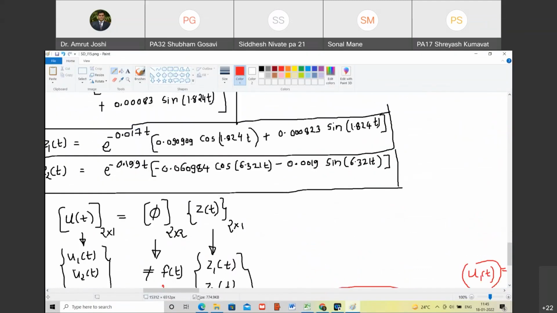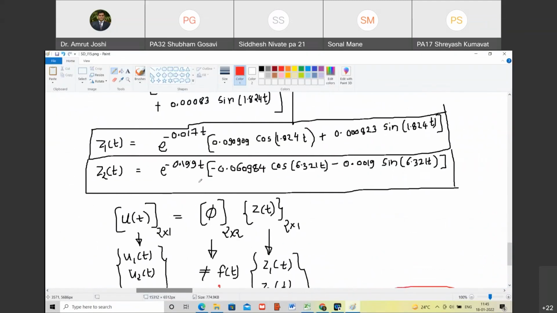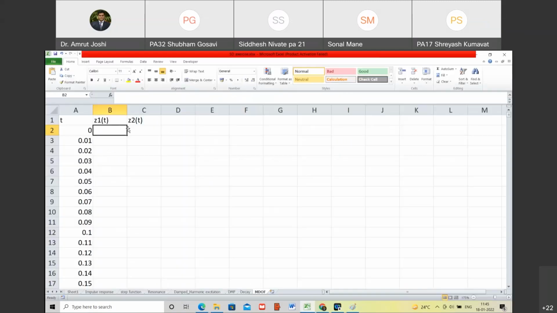What is the value of z1 of t? Tell me. Can you take a snapshot of this and can you dictate these values to me? Take a snapshot of this, and tell me once done. Did you take it? Yes, sir. Okay. So tell me, what is z1 of t?